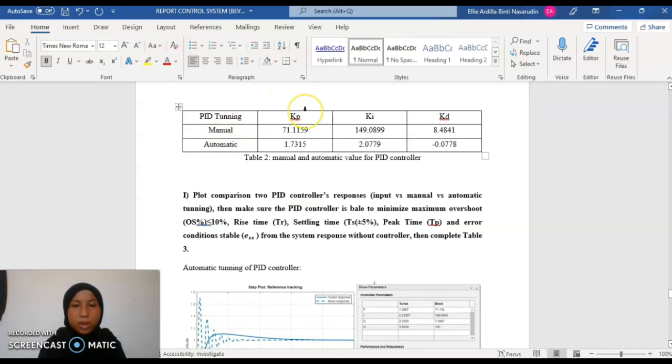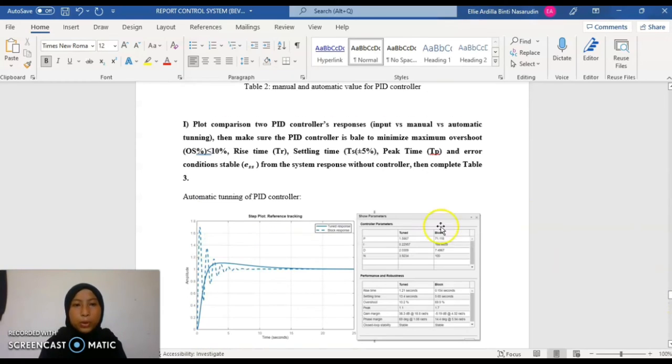For the manual, we have KP is 71.1159, and for the KI of manual, we got 149.0899, and for the KD for manual, we got 8.4841, and for the automatic, we got KP is 1.7315, and for the automatic KI, we got 2.0779, and last one is for the KD for automatic, we got negative 0.0778. So basically, the manual PID tuning we got from the manual calculation, and for the automatic, we got from the simulation of MATLAB.